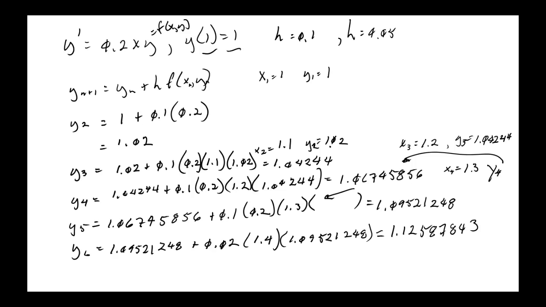Okay, now that's what they got. We did 5 steps, and this would be what our estimate is for 1.5. Okay, so that's where we begin. That would be that value. Okay, now they say to do the same thing with H equal to 0.05.